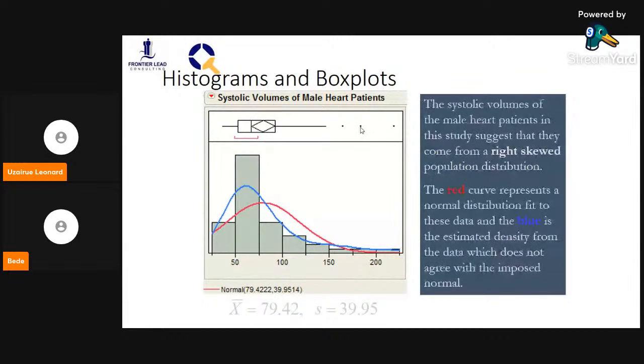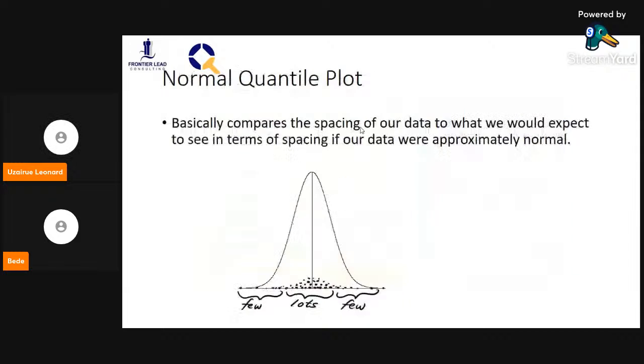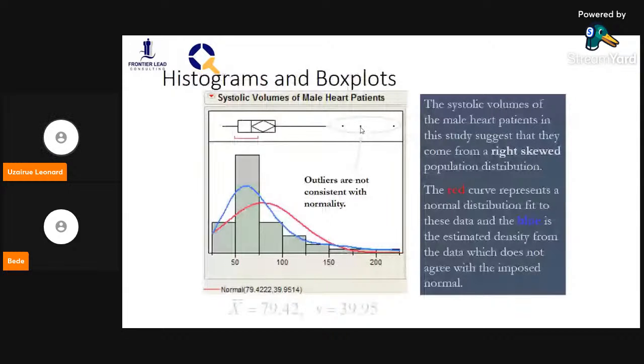Now, I've mentioned that already. I mentioned here that outliers are usually not consistent with normality. So it means that any data set where there are a lot of outliers, that is already a pointer that the data is not going to be normally distributed data.